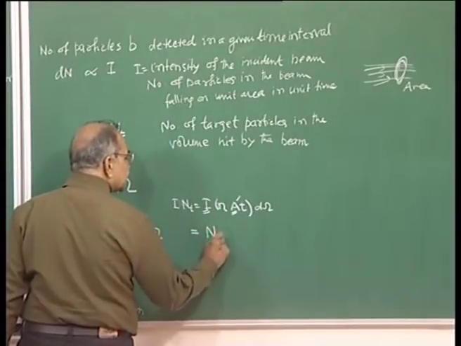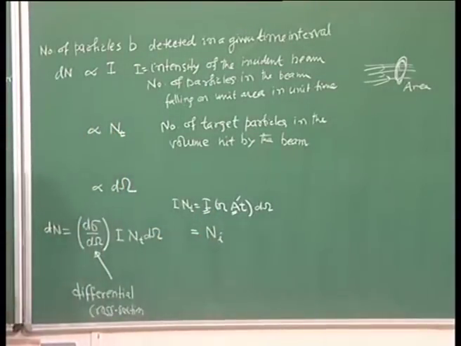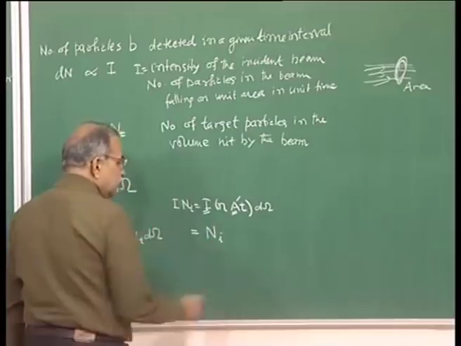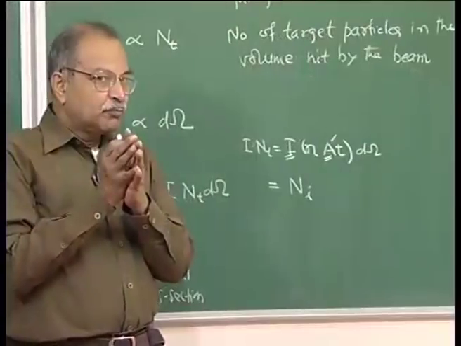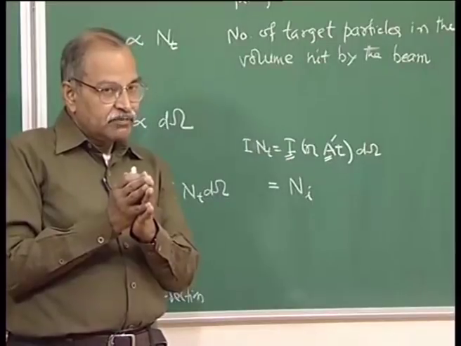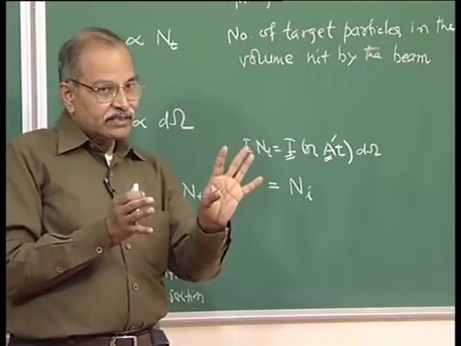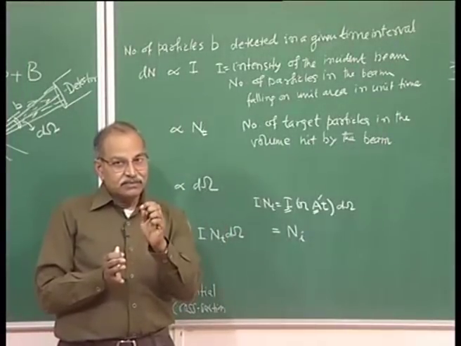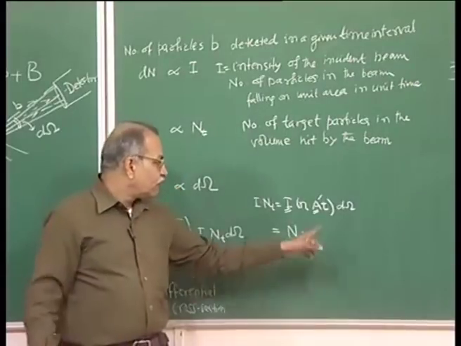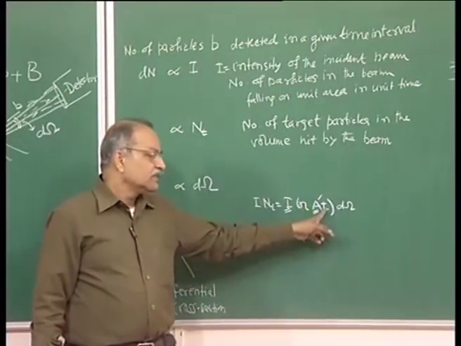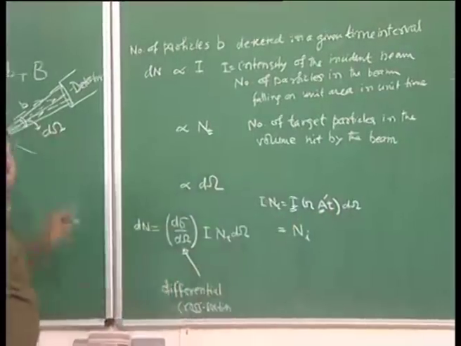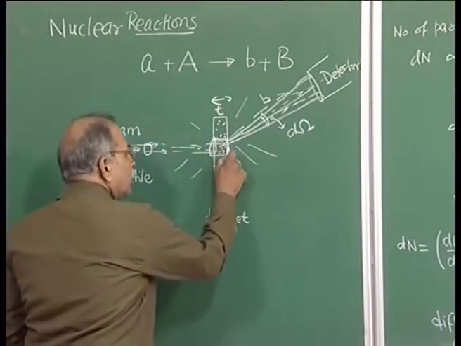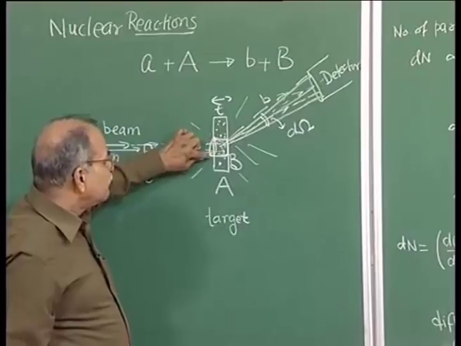This is now the number of incident particles falling on the target, and this is n into t. n is the number density, number per unit volume, multiplied by the thickness, and that becomes the areal density. Areal means area-wise. It is the number of particles per unit volume multiplied by thickness. So if I look at this area, how many particles are in this volume, divided by this area.